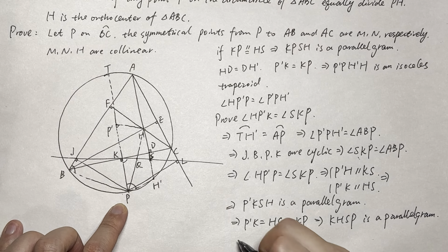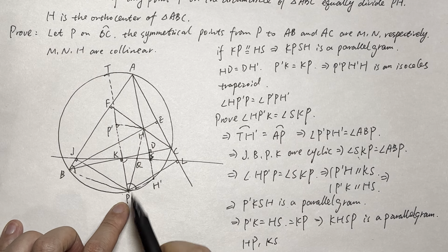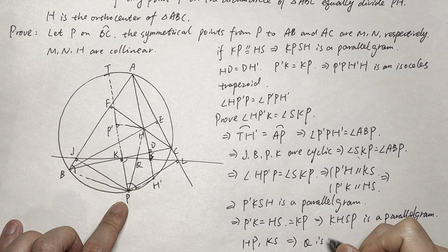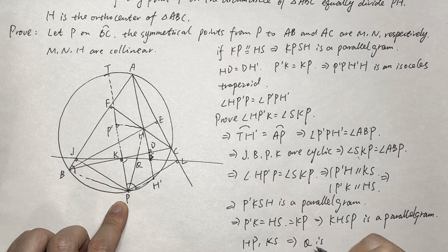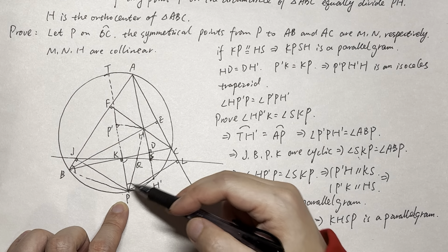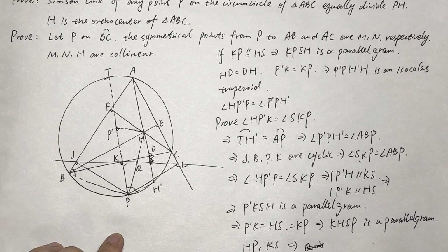HP and KS bisect each other, which means Q is, let's just say that the Simson line equally divides the segment PH, right? So we got what we need. That's the first question, we just proved it.